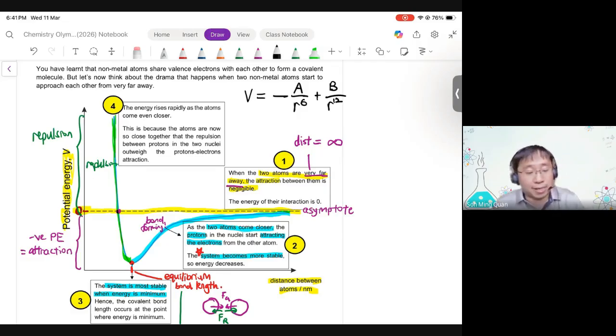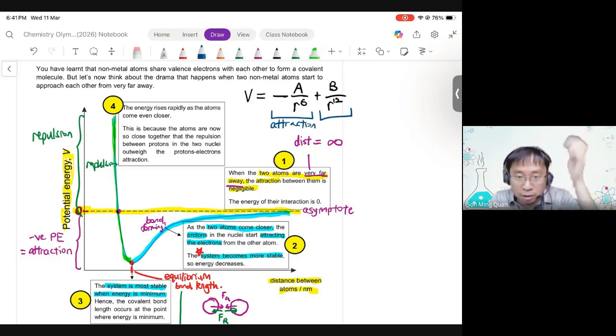So there's a negative term. The negative term is the attraction term, and the positive term, as you can see, is positive, which means it's repulsion. So I'm sure you can differentiate this now. By now, for flourish, you should be able to do dV/dr on this.